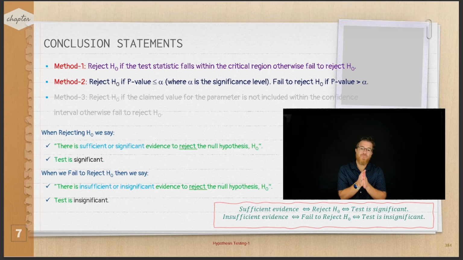Last thing is, if we have sufficient evidence to reject the null hypothesis, we would say this test is significant. If we have insufficient evidence to reject our null hypothesis, we would say that this test is insignificant.